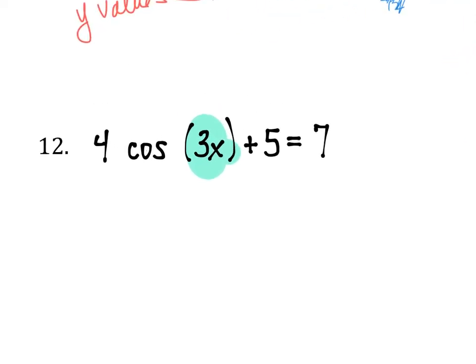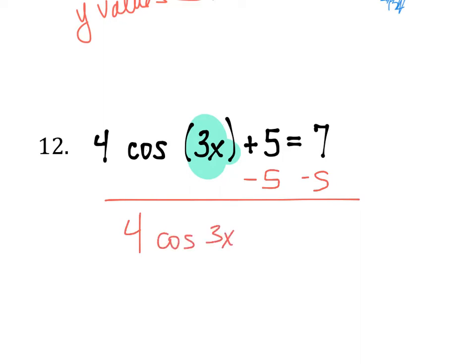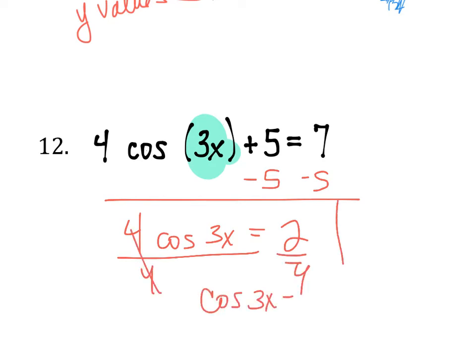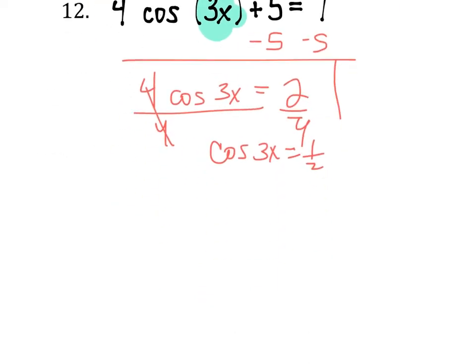It's the exact same kind of problem, guys. You're solving an equation. If I want to get cosine 3x by itself, I would do what? Minus 5. So 4 times the cosine of 3x equals 2. Divide by 4: cosine 3x equals 1/2. Tell me what cosine is. X values.